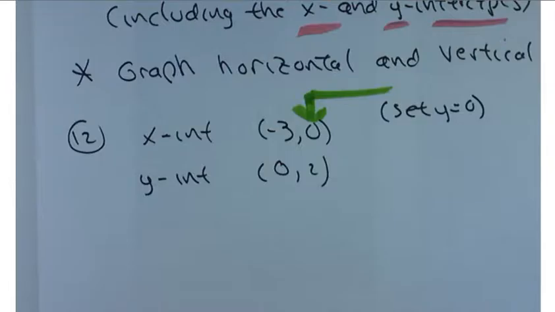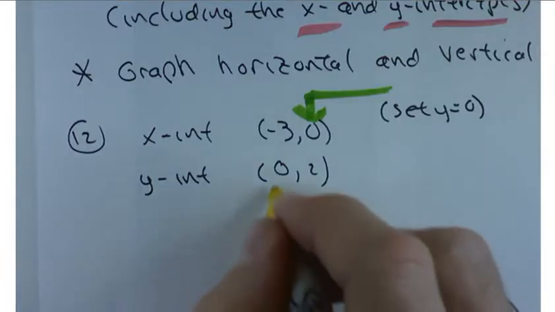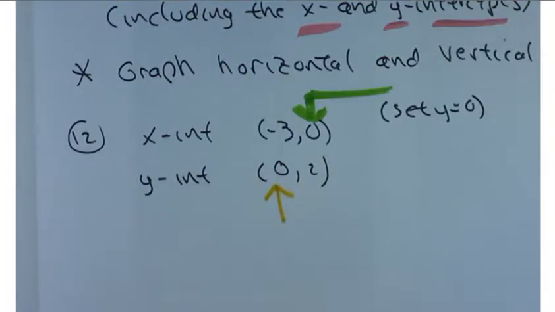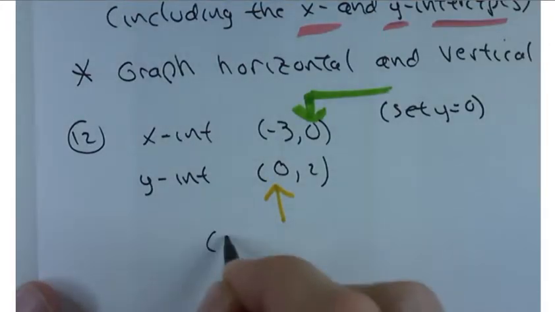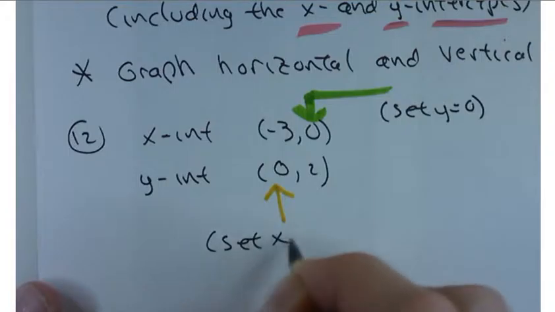What do you suppose we're going to do to find the y-intercept? Set x equal to 0. Good. Because on the y-axis, x is 0. So all up and down the y-axis, x is 0. So set x equals 0 to find your y-intercept.